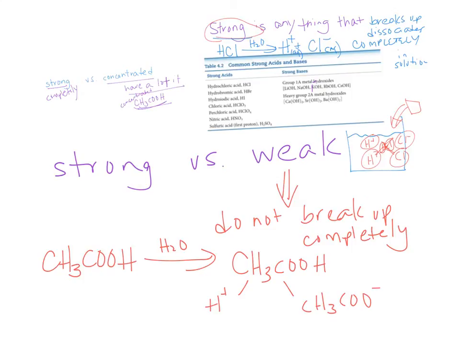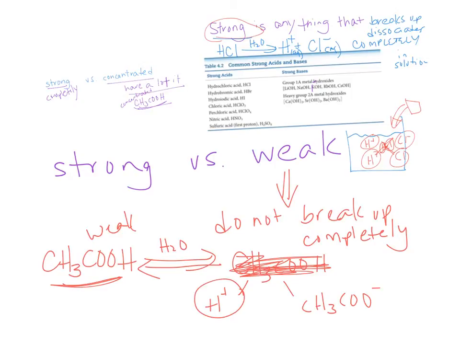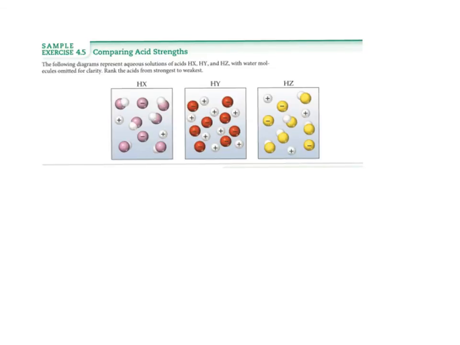So the way to show when you're writing symbols that something is weak is you use two arrows. You would have the acid over here, arrows going both ways, and then the proton and the ion. And what that tells you is that most of it exists in this form, and very little of it exists dissociated into the proton and the ion. That's what weak means. It does not break up completely. We're going to talk more about acids in chapter 6 in the spring, but we need to start learning about them now. So let's practice.